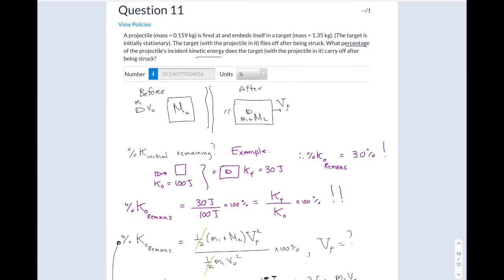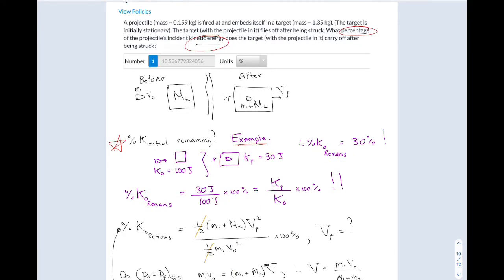So this one is a little more involved in the sense that you have two things colliding. A bullet hits a block, the bullet embeds itself in the block, and they both keep moving, and they want you to calculate the percentage of the bullet's initial kinetic energy that's left and carried off. What percent of the initial bullet's kinetic energy remains? If you look in the book, you're not going to find an equation for percent kinetic energy remains. So we have to make some kind of argument here. We make an example. I made mine in purple.